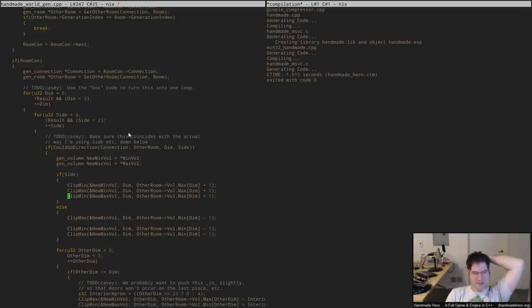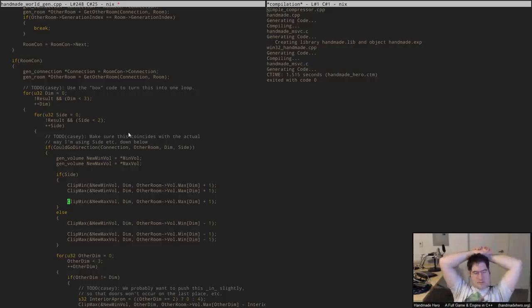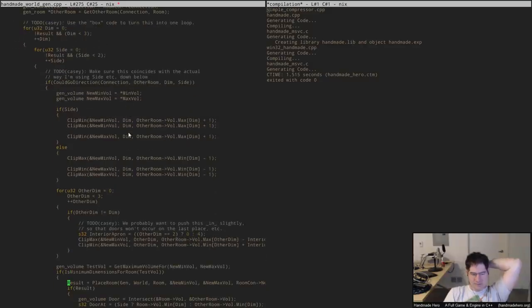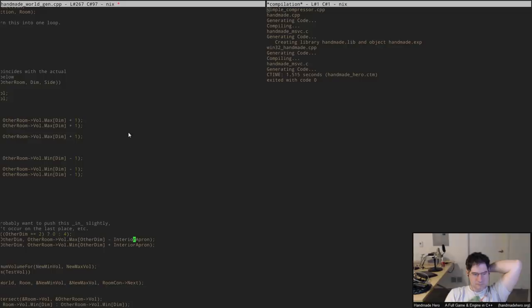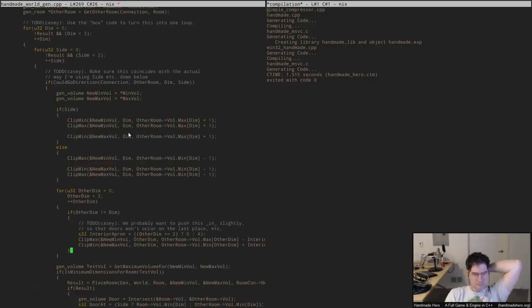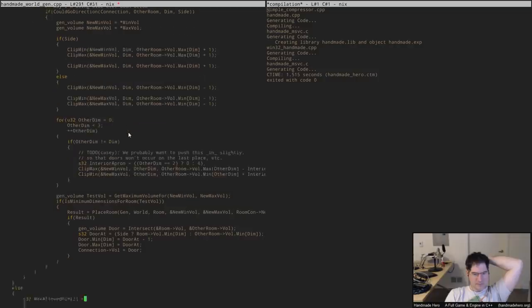It's basically just saying the maximum value of the minimum now can't go past this line, and the min and the max of the max vol are set to that line, so it has to be there. So that seems right to me. That doesn't seem at all odd or unusual. Here where we're clipping the min and the max to the interior apron, that seems fine. So that all seems good.